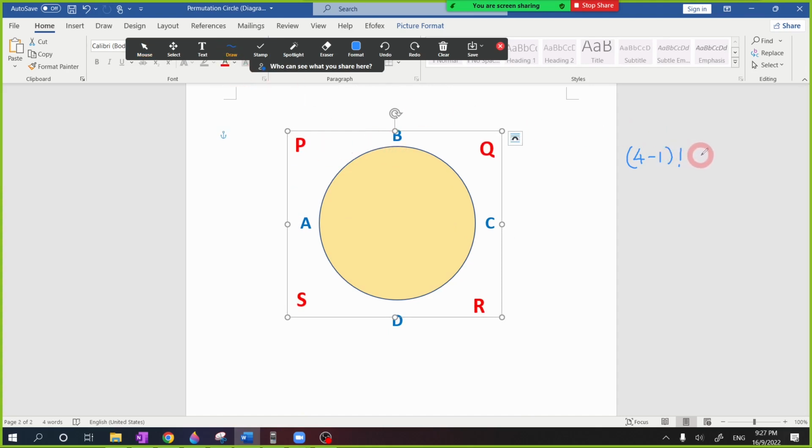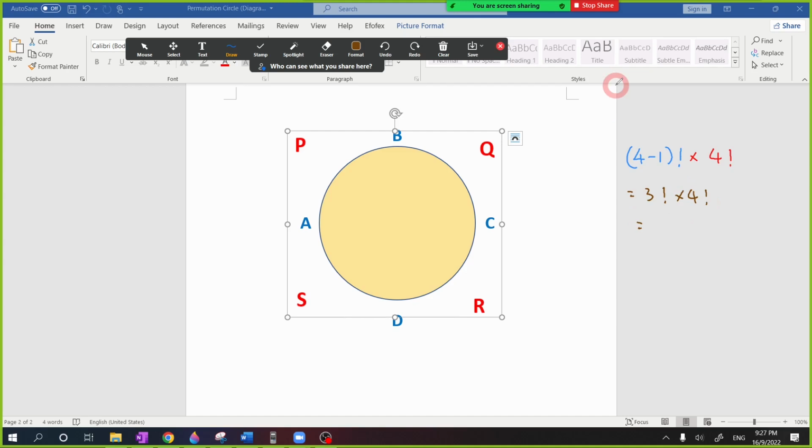So in this situation, the number of ways to arrange all 4 women will be 4 factorial. Okay, let me use red color. So for this one, you don't have to minus 1 for factorial. So our final answer should be 3 factorial times 4 factorial. 4 minus 1 is 3. Okay.